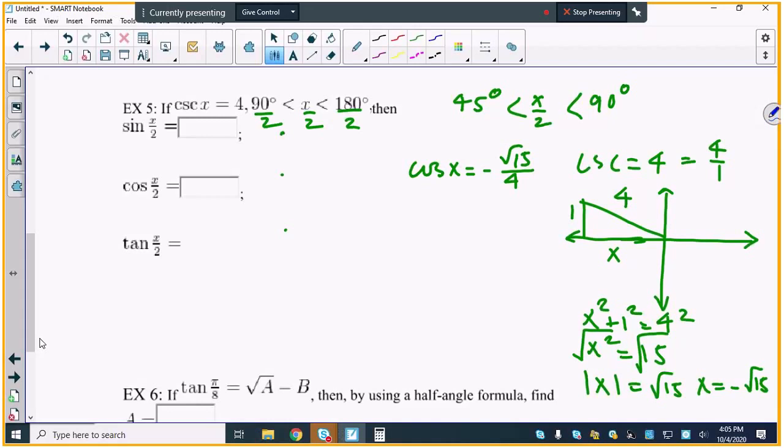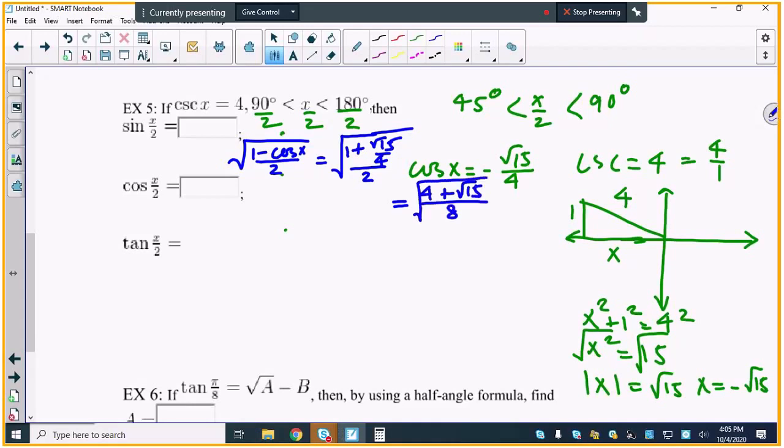Sine x over 2, I know the formula. It is square root of (1 minus cosine x) over 2. It's positive because x over 2 is in the first quadrant. So I get square root of 1 minus, your cosine is itself a negative number, so I can already make it a plus, square root of 15 over 4, over 2. So without doing much calculation, I can say that this is 4 plus square root of 15, and the bottom is going to be 8, and that is your sine x over 2. Square root of 4 plus square root of 15 over 8.